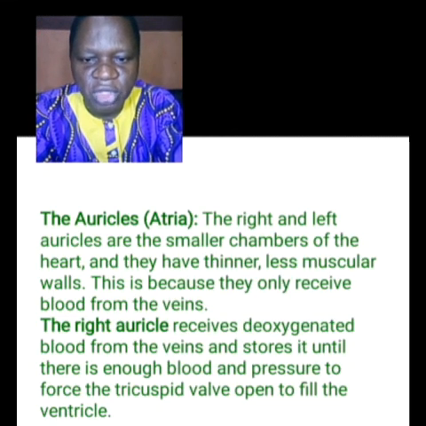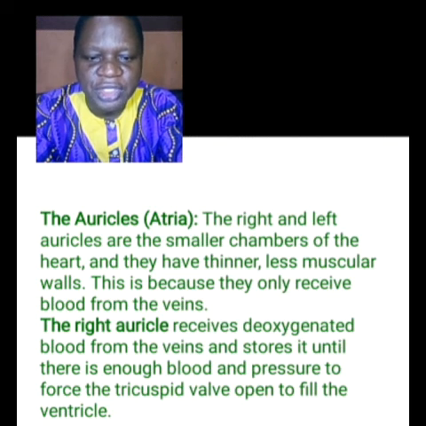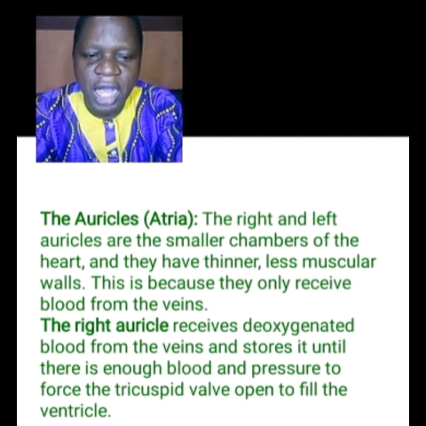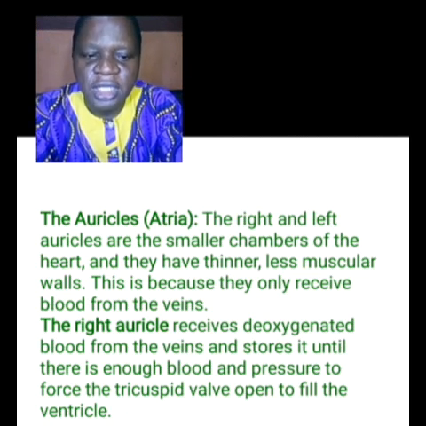Okay, so the auricles, the right and the left auricles, are the smaller chambers of the heart, and they also have thinner and less muscular walls. The reason why the walls of the auricles are thinner and less muscular is because they receive blood from the veins. Okay, and the blood coming from the veins is not at high pressure.